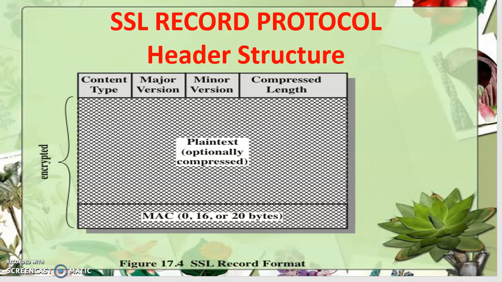This is the header structure of the SSL record protocol. Content type, major version, minor version, compressed length, and the plain text, which sometimes is compressed and sometimes not compressed. Then the MAC, usually 0, 16 or 20 bytes. The MAC as well as the plain text are usually encrypted.